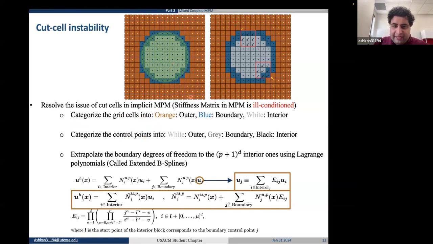In the same way, we categorize our control points into outer, boundary, and interior ones. Then we extrapolate the boundary degrees of freedom to the (p+1)^d interior degrees of freedom using Lagrange polynomials, where p is the degree of B-splines and d is the dimension of the problem. It means that if we have u equals the summation over N_i u_i in the interior ones plus N_j u_j on the boundary ones, this u_j, the degree of freedom in the boundary control points, is again interpolated to these u_i using these Lagrange polynomials.